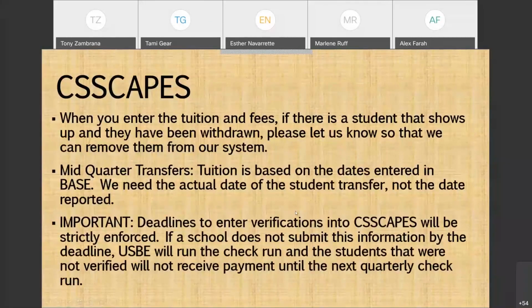Okay, so when you enter the tuition and fees, if there's a student that shows up and they have been withdrawn, please let us know so that we can remove them from our system. This will prevent overpayments for students that shouldn't have gotten paid for that quarter. Mid-quarter transfers, tuition is based on the dates entered into the system. So we need to have the actual date of the student transfer, not the date that it was reported. That's very important. The actual date that the student started attending the different school, that's the transfer date that we need.